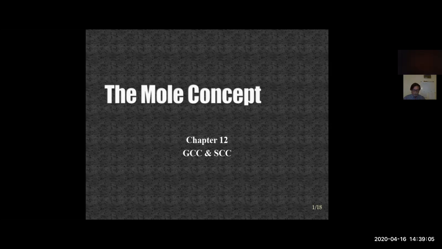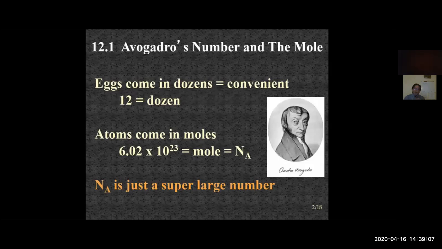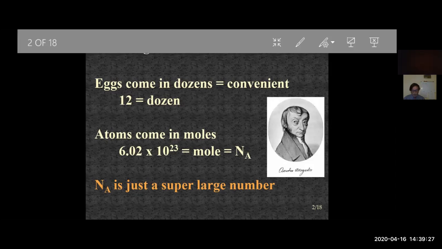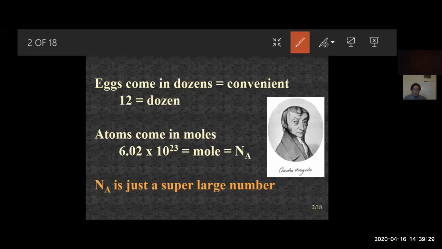Okay, the mole, also known as Avogadro's number. Okay, as I mentioned, we all are familiar with the term dozen. The dozen is equal to 12. Well, Avogadro's number happens to be a little bit bigger. 6.02 times 10 to the 23rd.